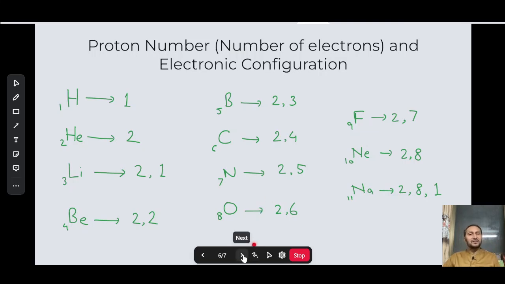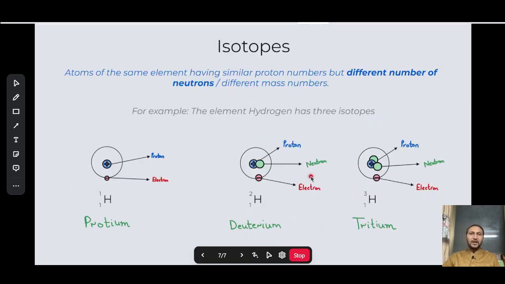So this is about the electronic configuration. Next is the concept of isotopes. We can define isotopes as atoms of the same element having the same proton number but a different number of neutrons, or different mass number, different nucleon number.